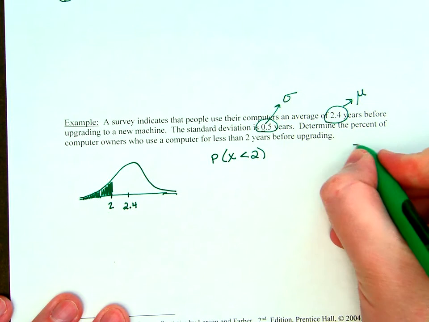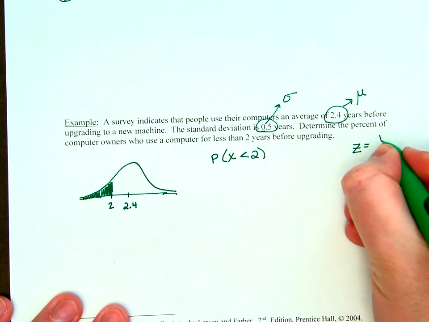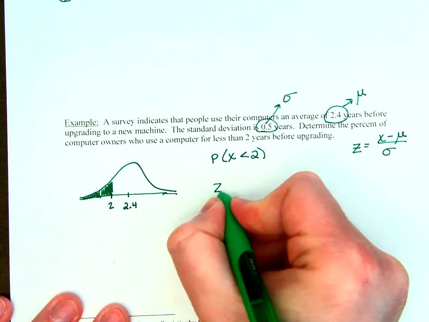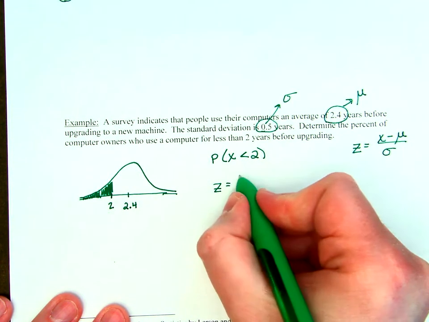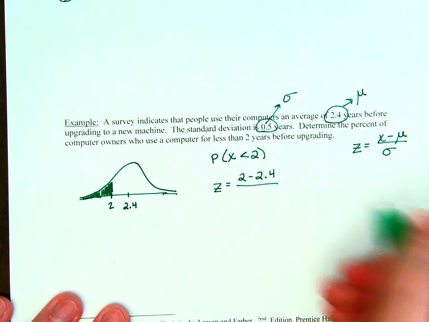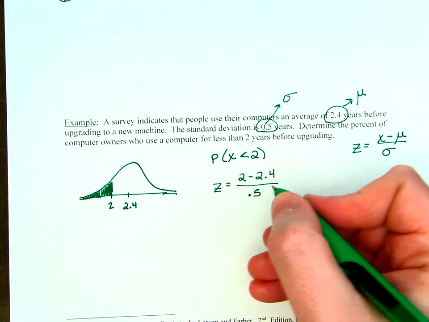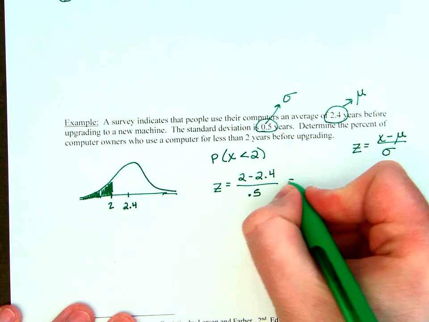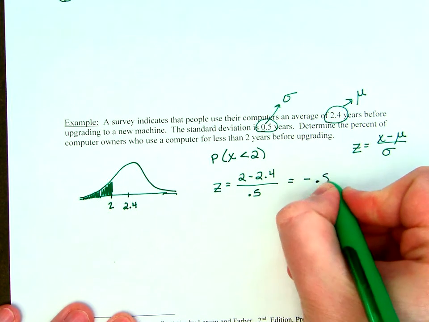Hopefully you remember our formula for the z-score. Z equals our data value minus the mean, divided by the standard deviation. So my z value for 2 is going to become (2 minus 2.4) over 0.5. You're going to want to go to the calculator probably at this point. And that should give you about negative 0.8.